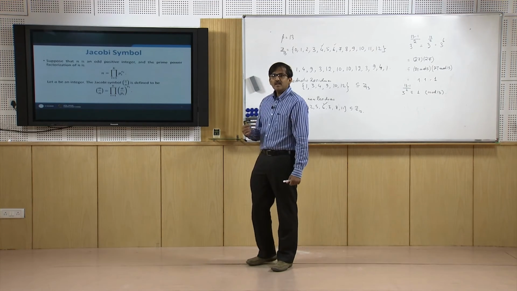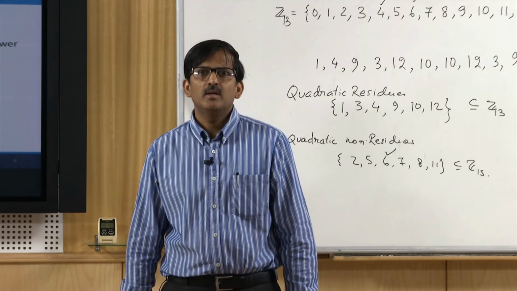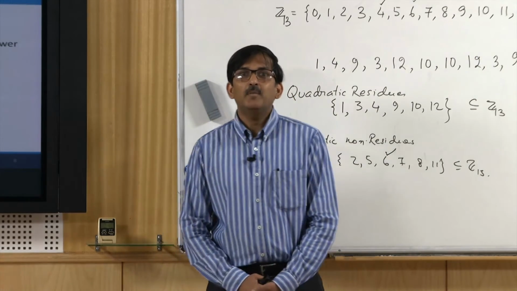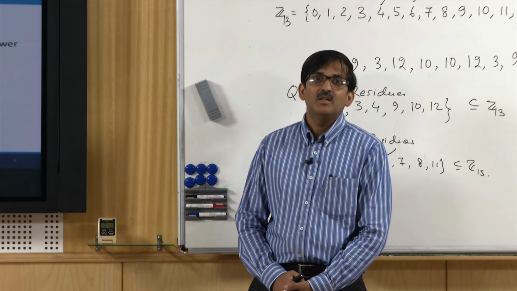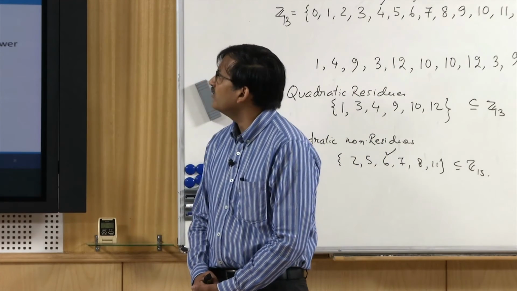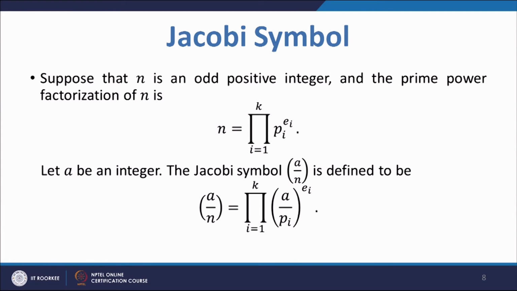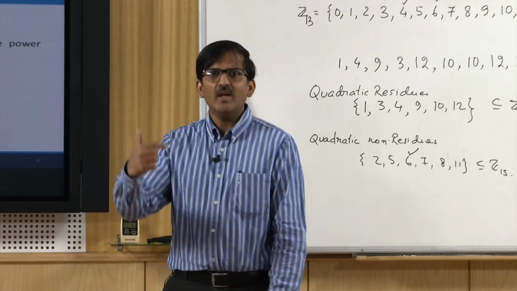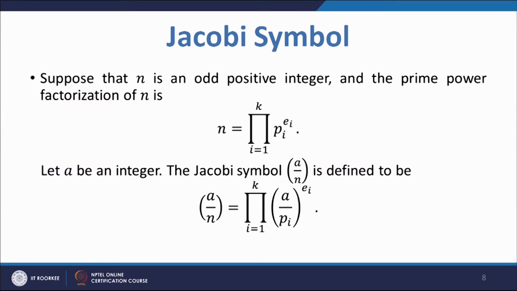Now, we have a generalization of the Legendre symbol, called the Jacobi symbol, and the Jacobi symbol can be used for n's which are not primes or odd primes, but any odd integer n. So, let us see how we define the Jacobi symbol. If n is an odd positive integer and the prime power factorization of n is the product of pi raised to the power ei, with i going from 1 to k, then the Jacobi symbol a by n is defined to be the product of the individual Legendre symbols corresponding to the pi's with respect to a, raised to the power ei, which is written over here. This is the Jacobi symbol.